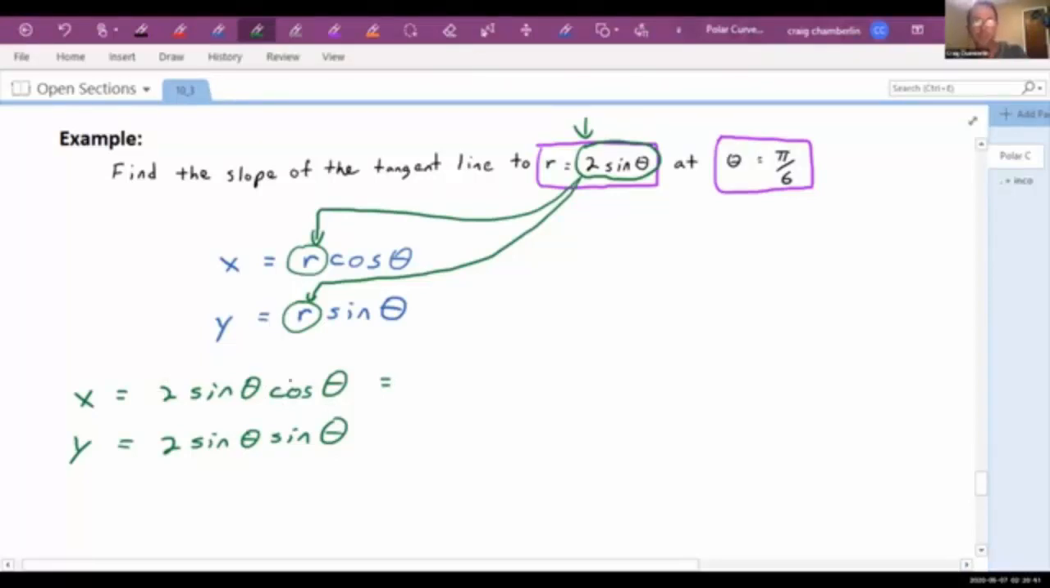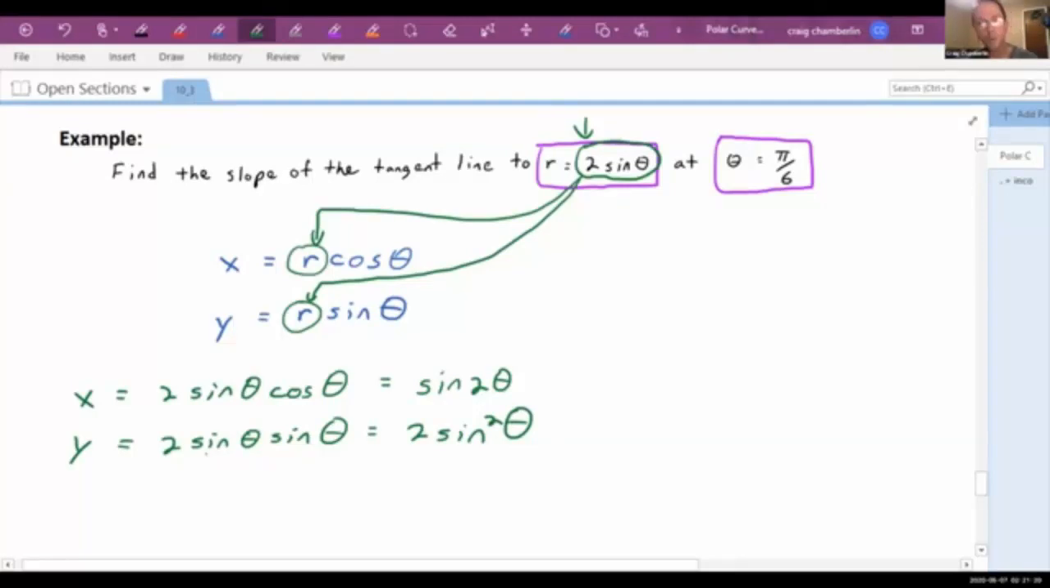Does anybody remember what that is? Double angle. So which one? It's 2 sine theta, right? Close. Sine of 2 theta. Remember, sine of 2 theta equals 2 sine theta cosine theta. And then I'm just going to rewrite the y as 2 sine squared theta. So those are our parametric equations.